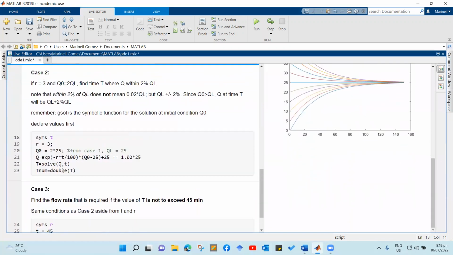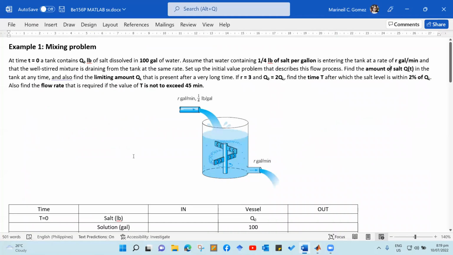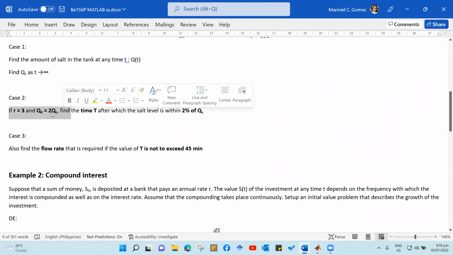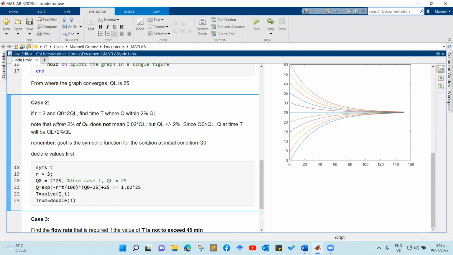Anyway, case 2. Case 2 tells us that r is equal to 3 and q sub o is 2 ql. Since our ql is 25, 2 ql is 50. So it's the time t after which the salt level is within 2% of ql. Here is where I ran into some difficulties initially because I had misunderstood this within 2% of QL. It's a common mistake where you would say that, oh, basically our Q should be 2% of QL.